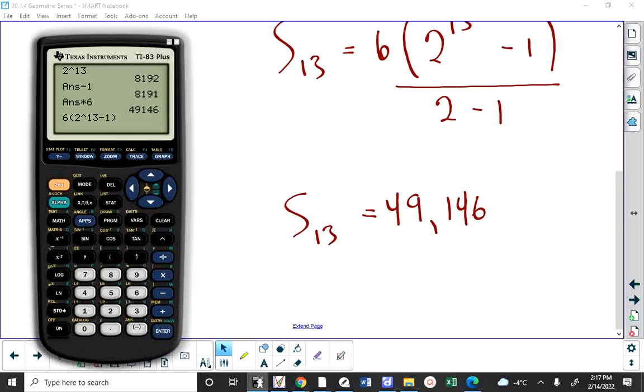Close brackets. I don't need to continue here because I'm dividing by 2 minus 1, which is 1. But if you did say divided by and you put 2 minus 1, then you're going to get an error. Well, you're not getting an error, you'll get the wrong answer. What's wrong with entering that? I'll even show you. It's not going to give you 49,146.